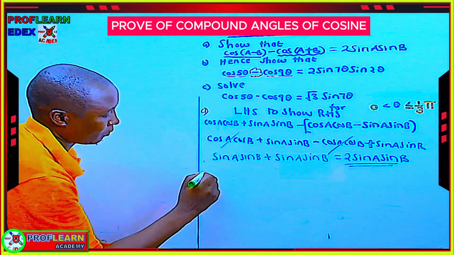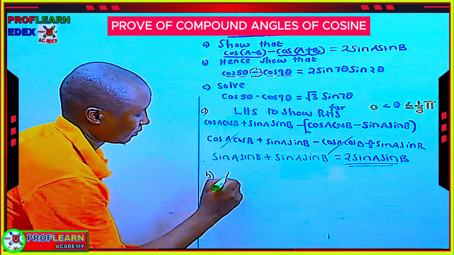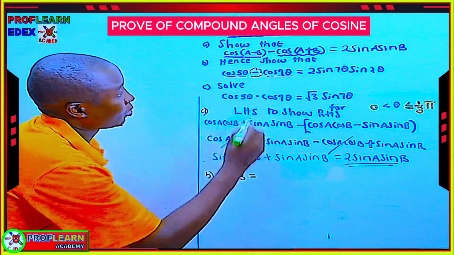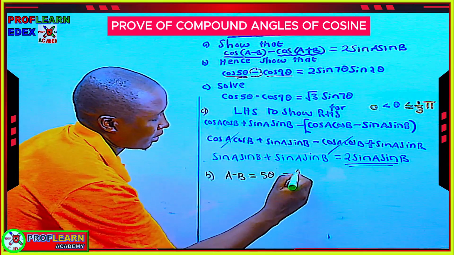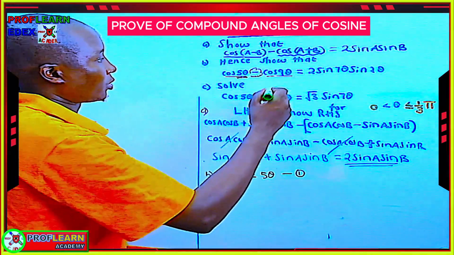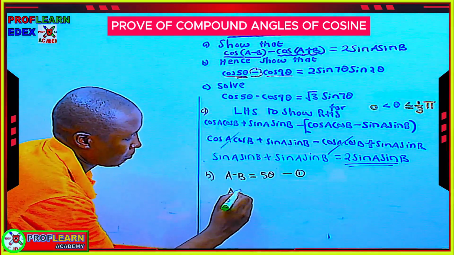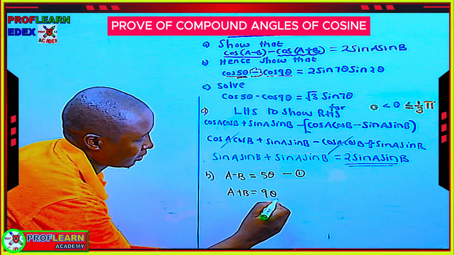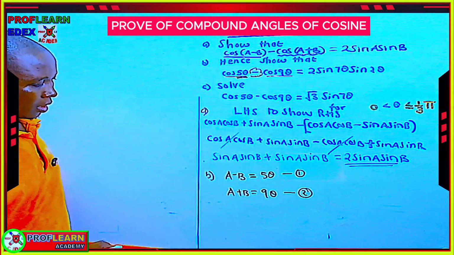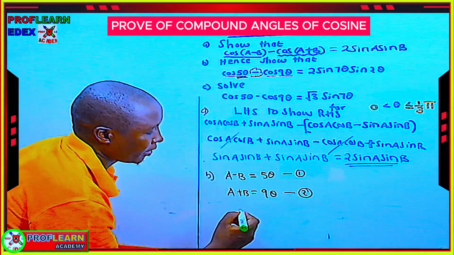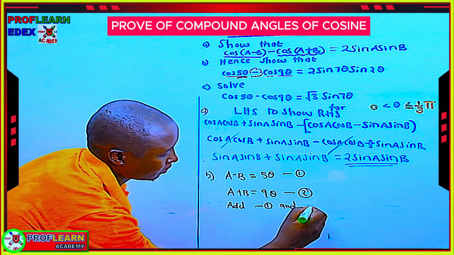This was part A. Now for part B, we can form an equation there, and we shall say therefore A minus B is equal to 5θ, and that becomes our equation number 1. Also we can say A plus B is equal to 9θ, and that becomes equation number 2. So for us to work this out, we need to add equation 1 and equation 2.